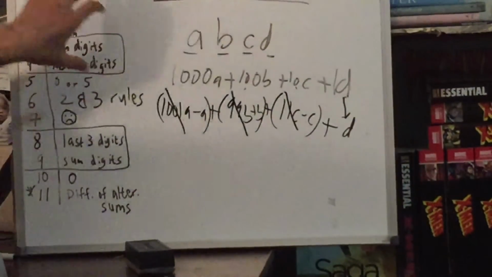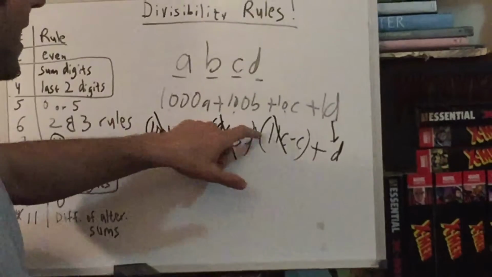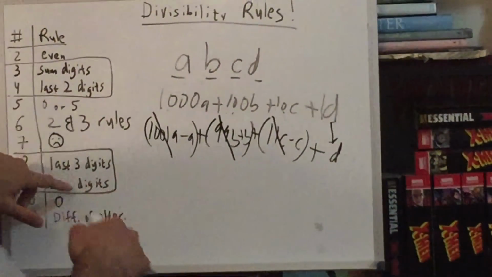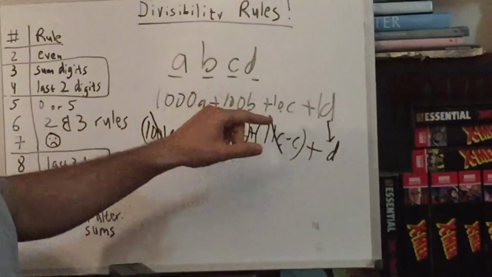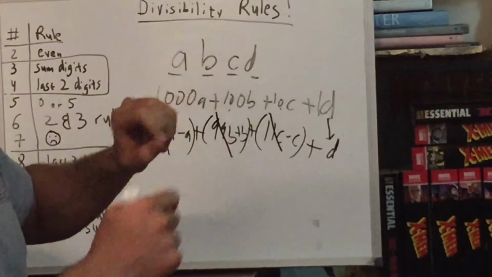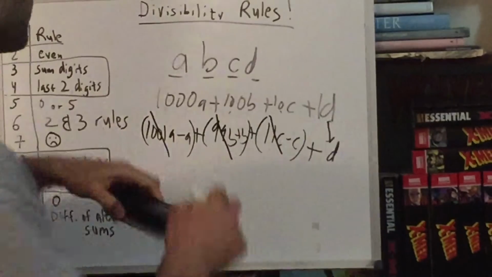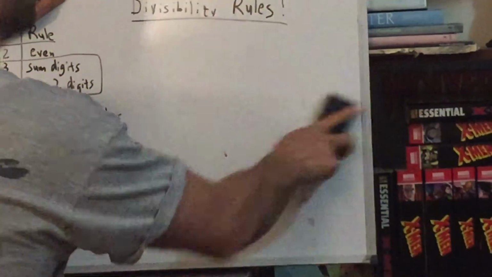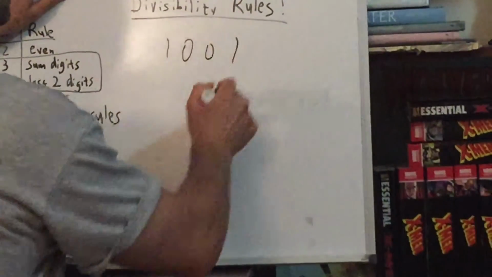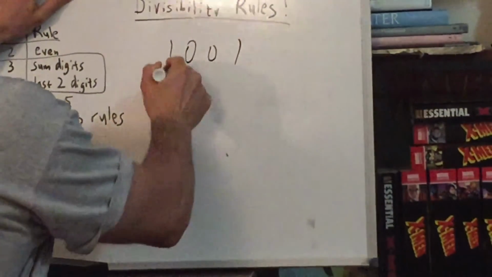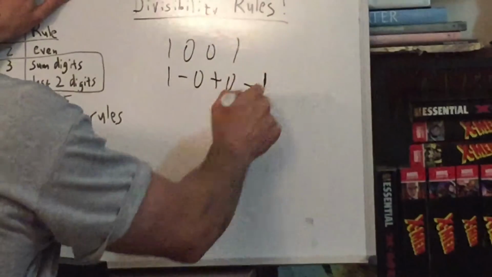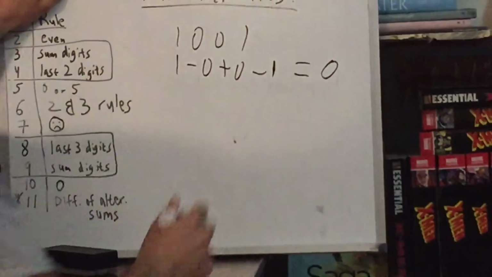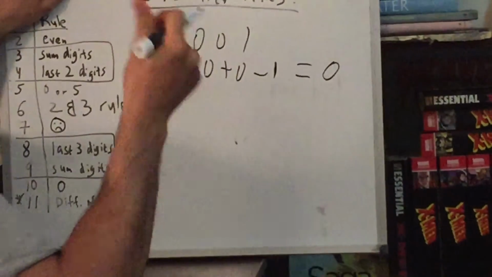And if you keep doing this, you'll find that these signs alternate. So it's just like the 3 or 9 rules, but you don't add up all the digits, you add up the alternating sum of the digits. So for example, if you want to do 1001, you see, okay, 1 minus 0 plus 0 minus 1, is that a multiple of 11? Well, it's 0. 0 is divisible by 11. It's just 0, so it works.